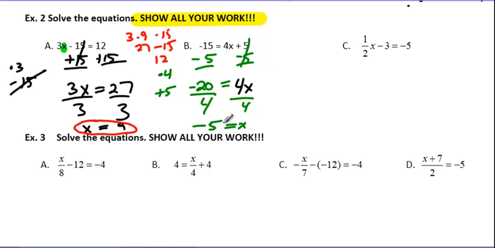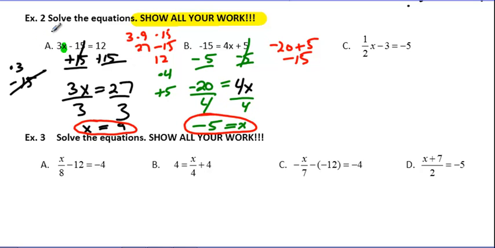Keep in mind when you're reading an equation, you always start with the variable. So even though that negative 5 is first, we like to say x equals negative 5. Again, I'm going to go ahead and test my answer. 4 times negative 5 is negative 20. Plus 5 is negative 15. Negative 15 is negative 15. I know I'm right.